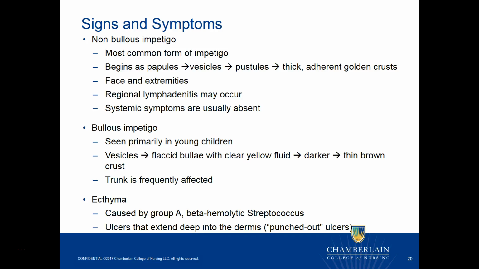Post-streptococcal glomerulonephritis is a serious complication of impetigo, ecthyma precisely. This condition develops within 1 to 2 weeks following infection. Post-streptococcal glomerulonephritis manifests with edema, hypertension, fever, and hematuria.